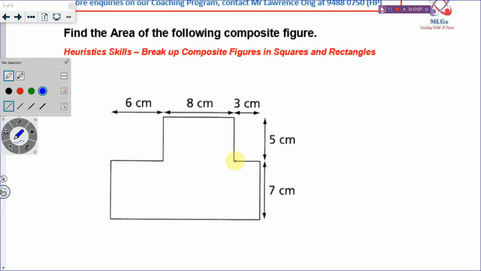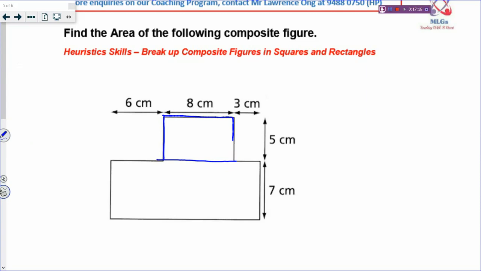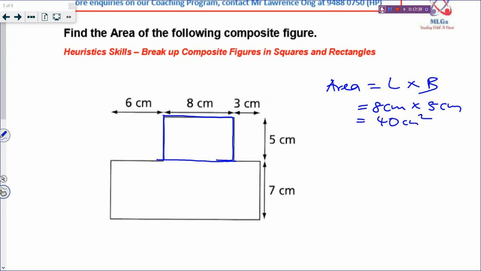So how do I break up? Break up this way. You have one rectangle on top, one rectangle below. Can I find the area of this rectangle? Yes, I can. You take length times breadth. Remember, if you are not sure how to do, always start with your formula. Area of a rectangle is length times breadth. The length is 8, times 5. You get 40 cm square, and this is the area of the rectangle.